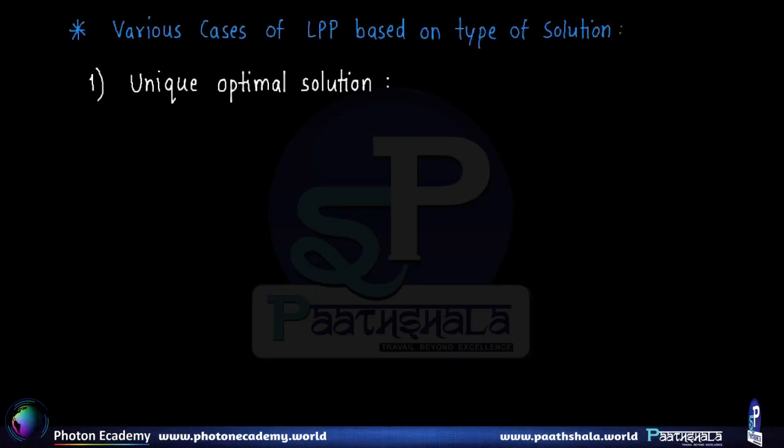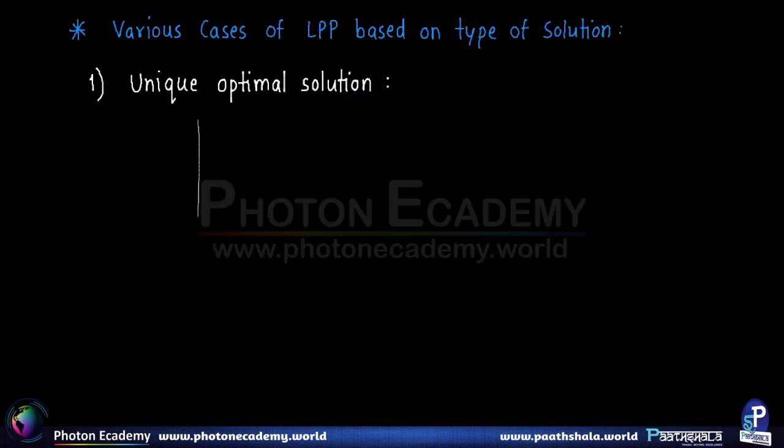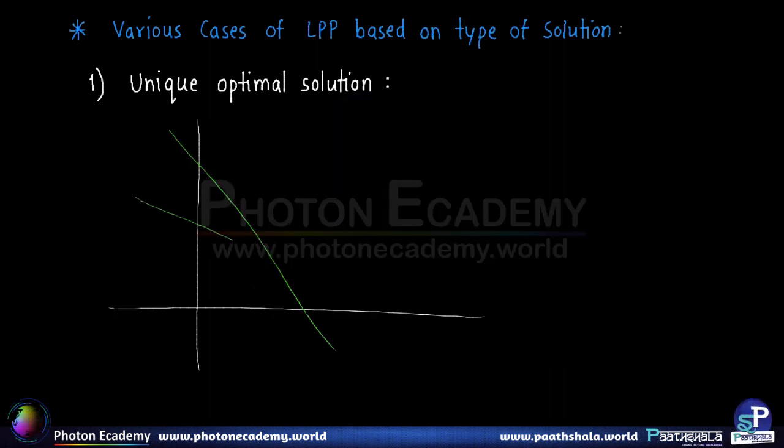Now here we study the different possible cases of the LPP based on the type of the solution. So let us see the different situations. First is what is called the unique optimal solution. So what it means is, let us consider some sample feasible region. These are the constraint lines, and let us consider that this is the feasible region that is coming out based on the constraints.